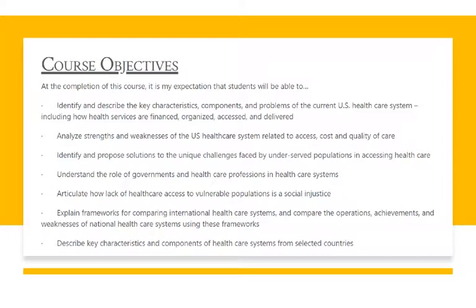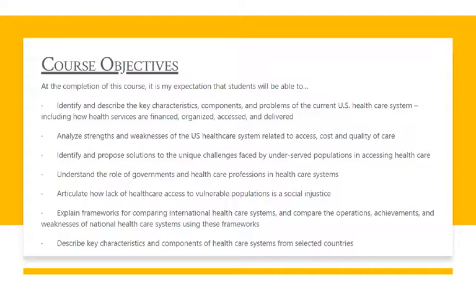So the course objectives are going to be to identify and describe the key characteristics and components, as well as the key problems in the current U.S. healthcare system. And so it's my expectation that at the end of the course, you will be able to do just that. You'll be able to explain how health services are financed, how they're organized, how they're accessed by the people that need them, and how the healthcare workforce delivers those services.